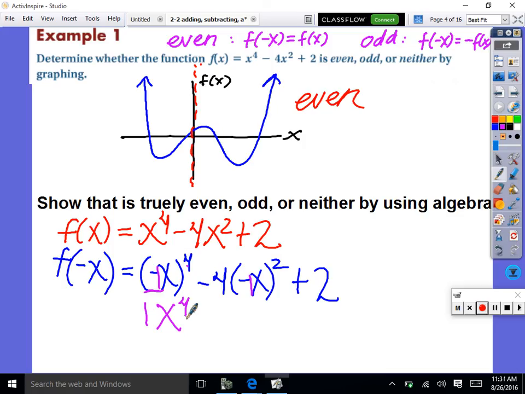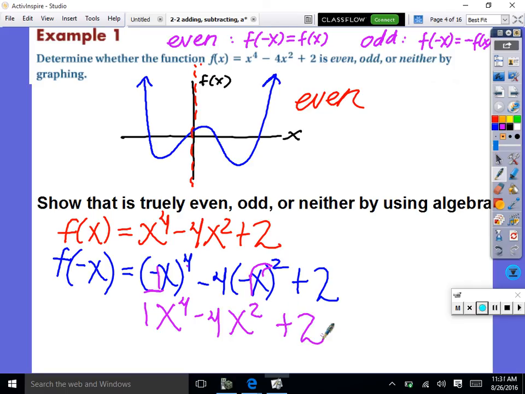So we plug in, yeah, I just put a negative 1 in there because that's technically what we're looking at, right? Yes. And then we have our negative 4 still. And then we're raising negative 1 to the second power. Isn't that positive 1? And then we have now positive x squared. And then we have our plus 2.